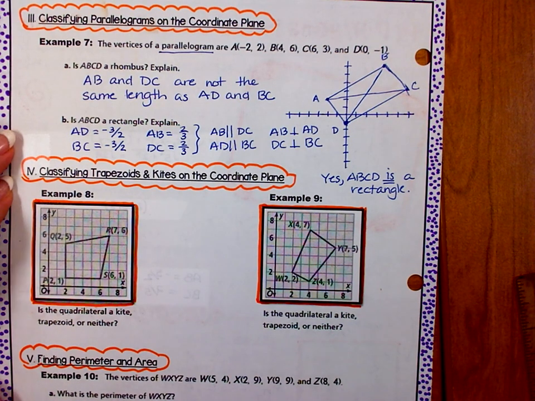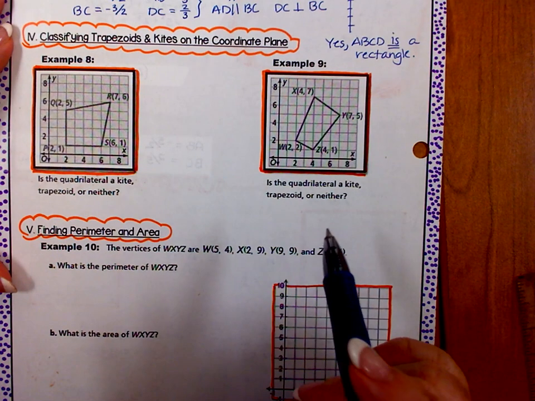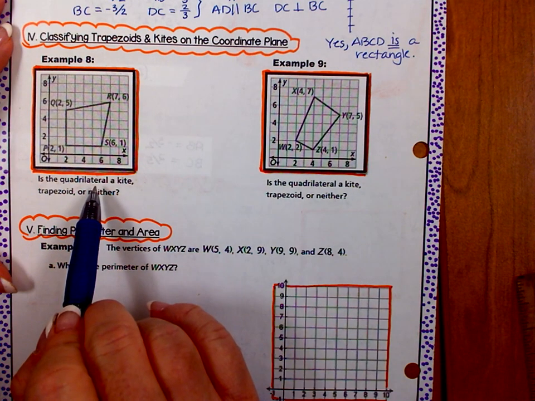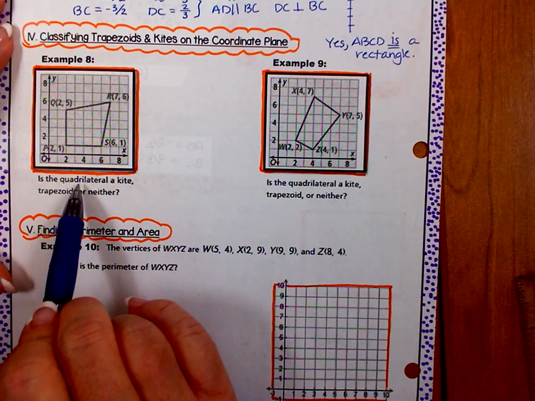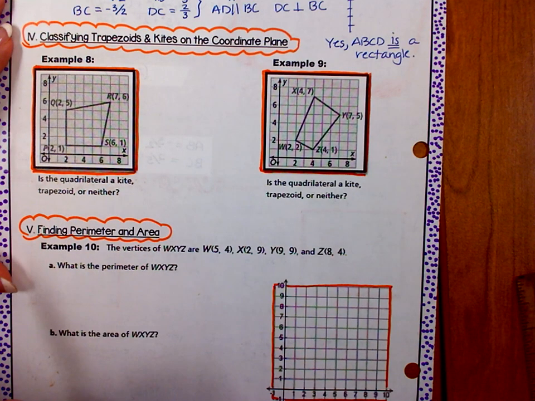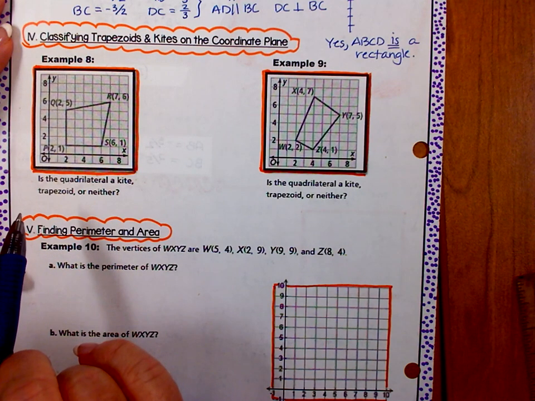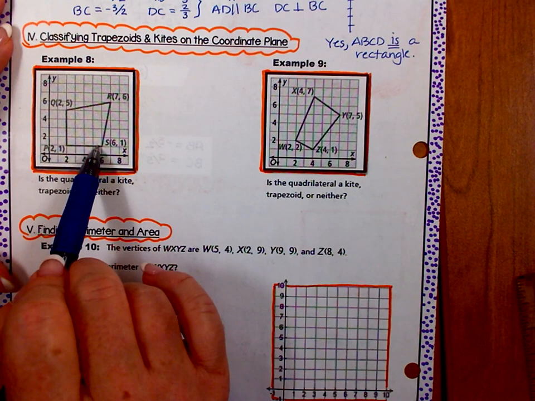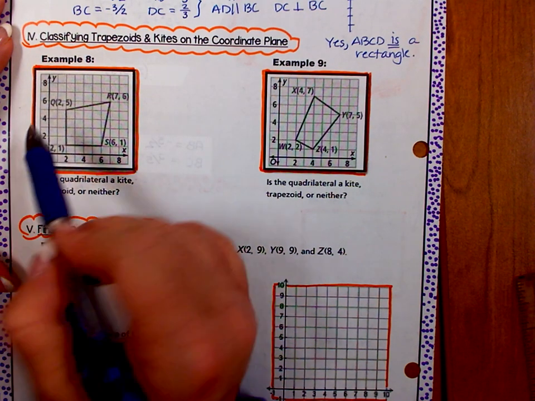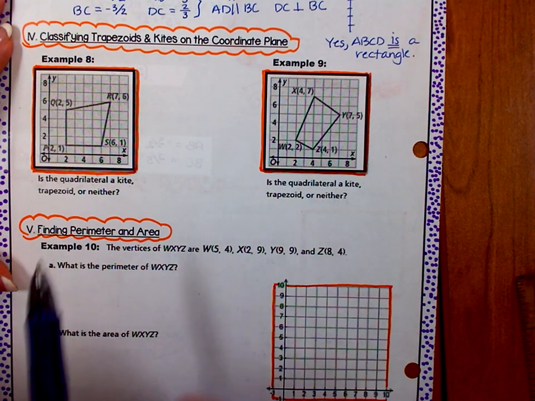Okay, moving on to kites. Let's take a look at example 8. So we want to know specifically if this is a quadrilateral, if it's a kite, a trapezoid, or neither. Okay, so for a trapezoid, it would have to have 2 parallel sides. Okay, so I'm looking at this, and these are not parallel, and these are not parallel. So it's either a kite or it's neither.